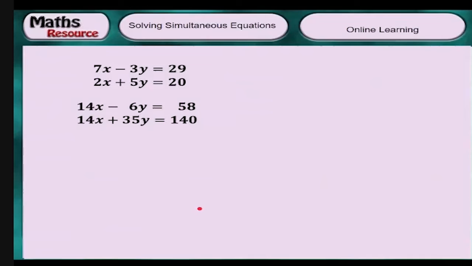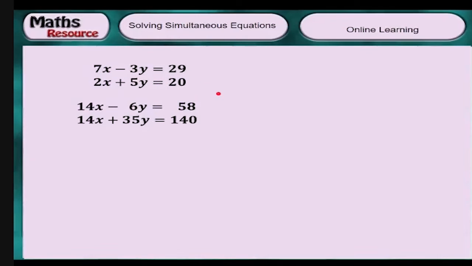Okay, so let's have a look at this one. I've got 7x minus 3y equals 29, and 2x plus 5y equals 20. Now, step 1. Have we got the same coefficients? No, we haven't. Can I multiply any of these coefficients here to get that coefficient? Or can I multiply any of these to get that? No, I can't this time. So I'm going to have to multiply both of them.